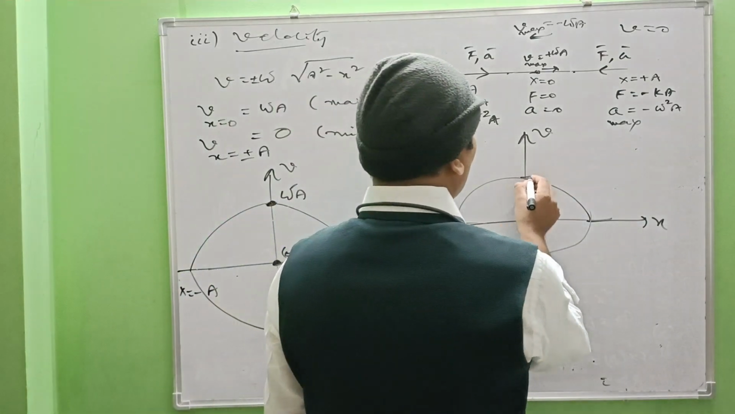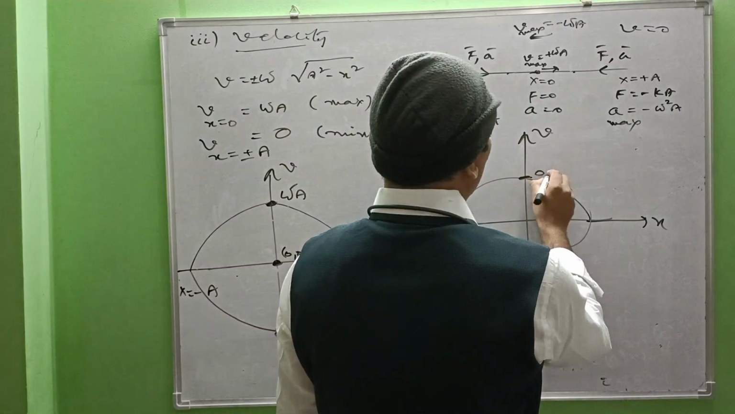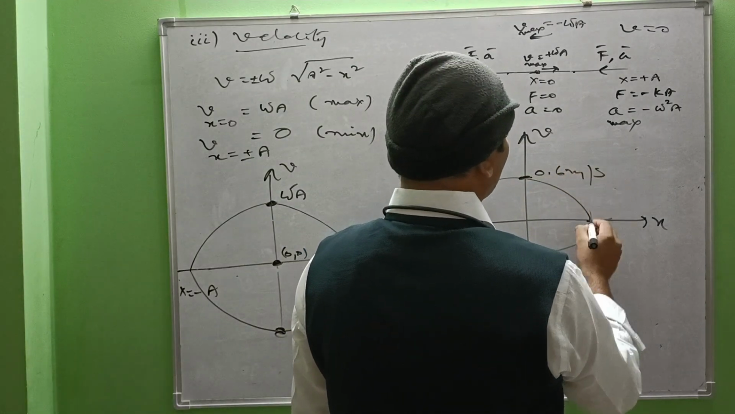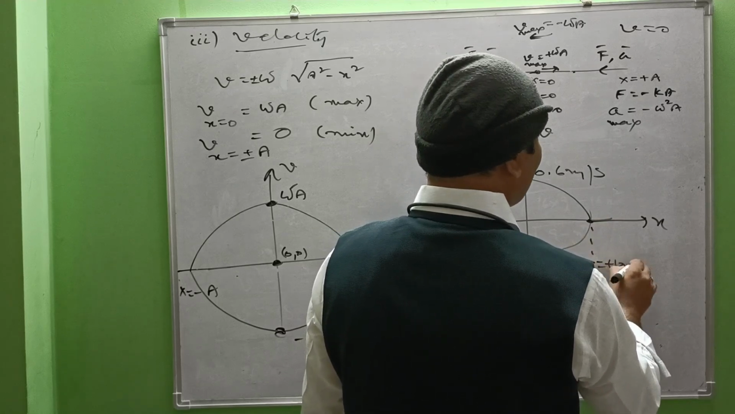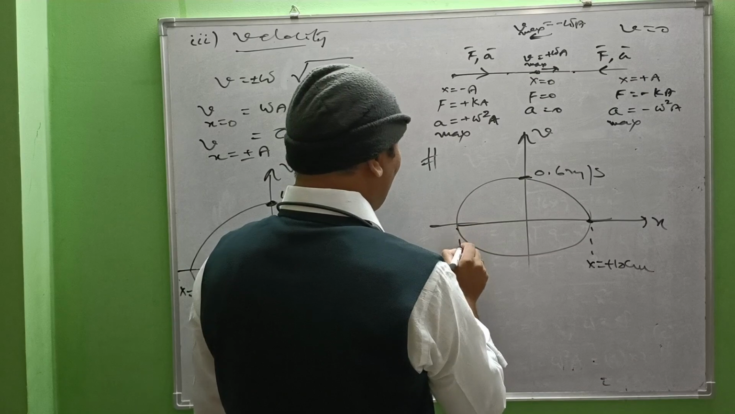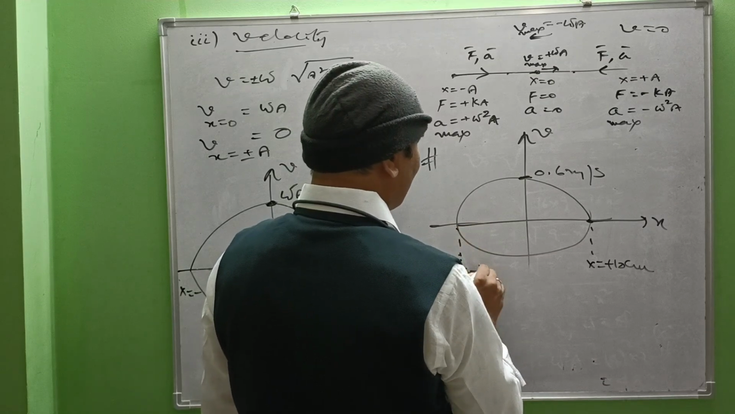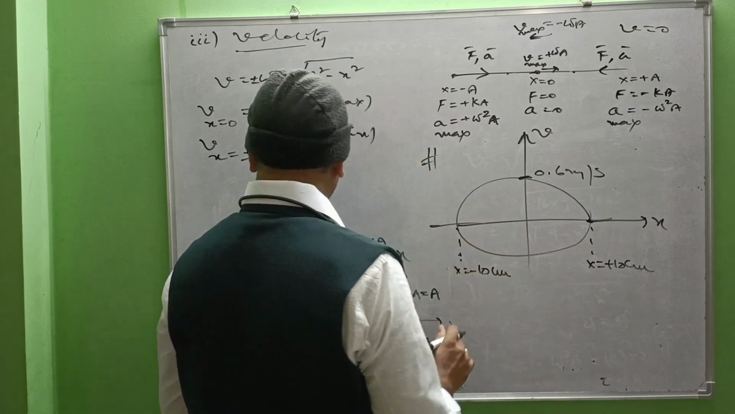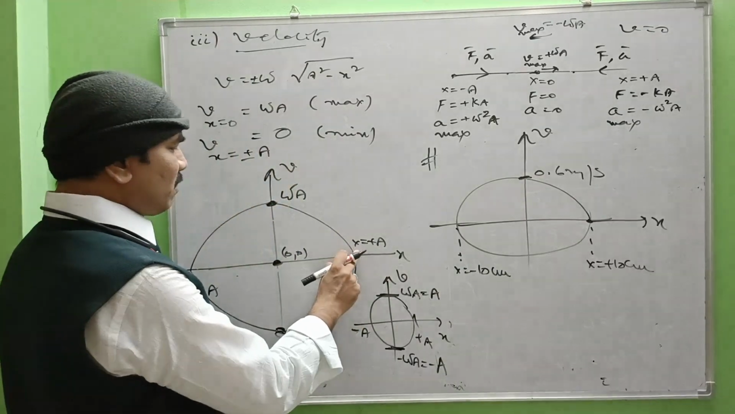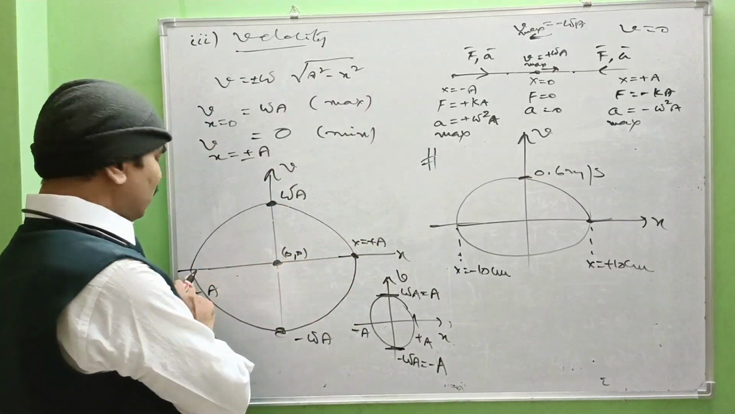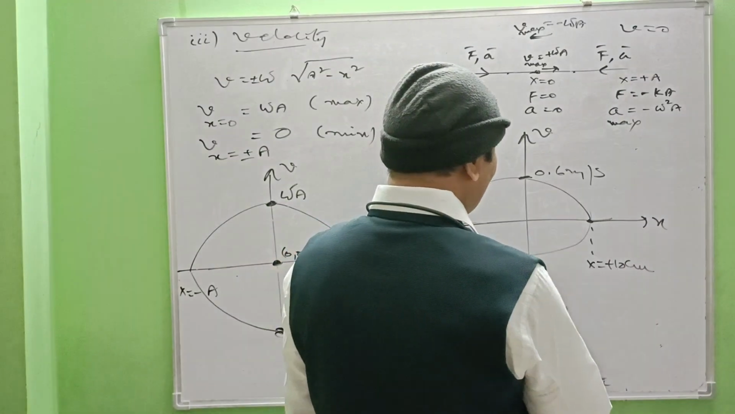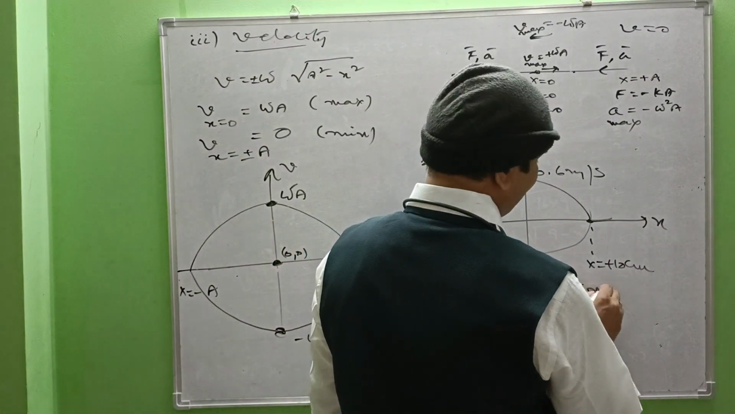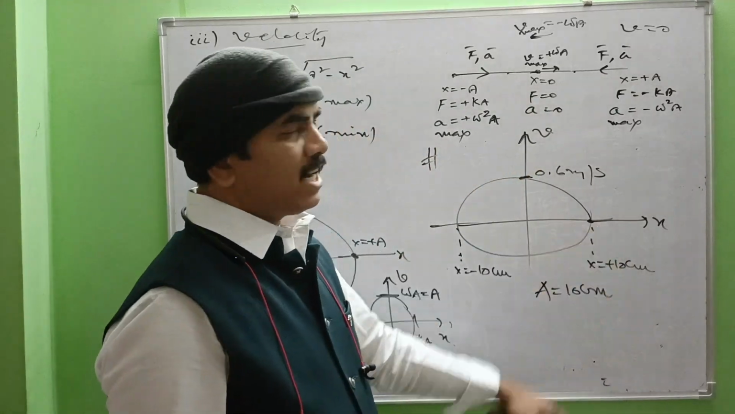Suppose here the value of velocity is 0.6 meter per second. Here the value of x is plus 10 centimeter. Here the value of x is minus 10 centimeter. Comparing with the usual diagram, this is the positive amplitude and this is the negative amplitude. So what is the amplitude here? A equal to 10 centimeter.